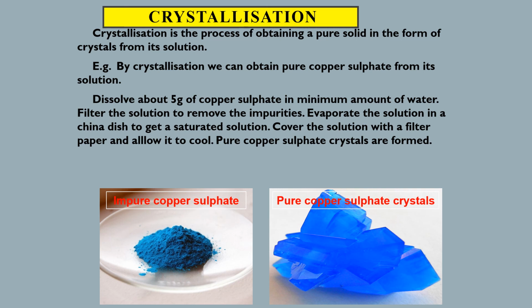We have to filter the solution to remove the suspended impurities. Evaporate the solution in a china dish to get a saturated solution. Cover the solution with filter paper and allow it to crystallize. Pure copper sulfate crystals are formed. You can have a look at the pictures given below, the difference in color in impure copper sulfate and pure copper sulfate.